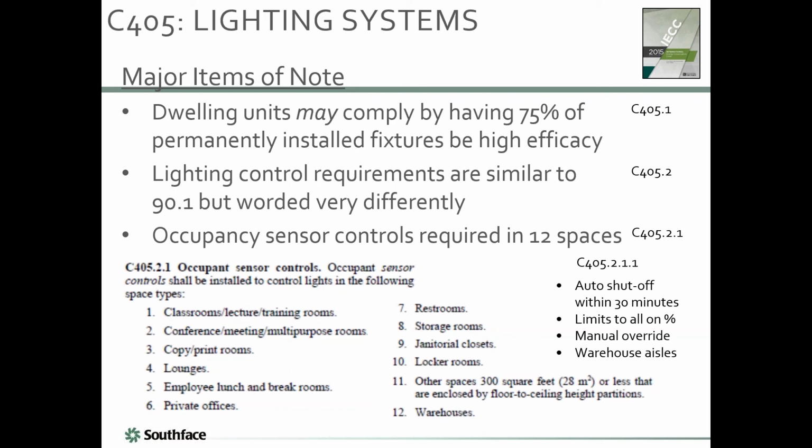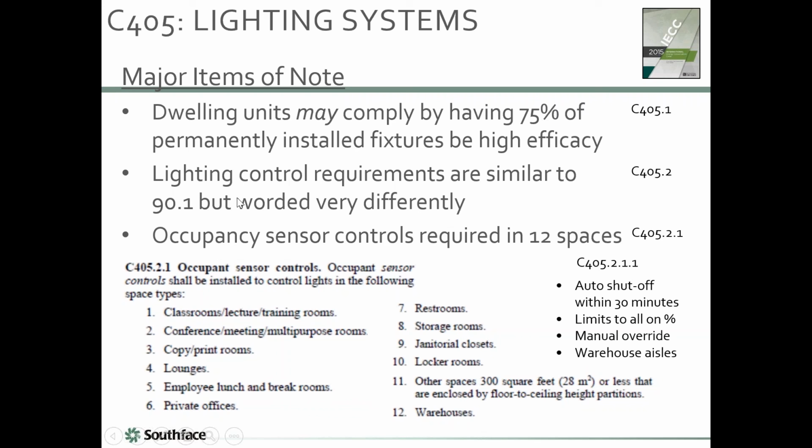So in terms of controls, I like to say that they're asking you to do very much similar things, but they word it very, very differently. They approach it very differently. So, they specifically say we want occupancy sensor or vacancy sensor controls required in these 12 spaces. So, these are, again, a similar list of requirements in ASHRAE, but kind of a different way of wording it.